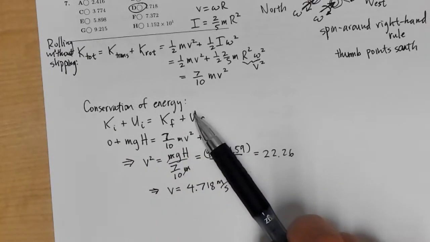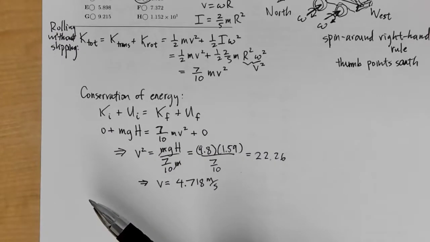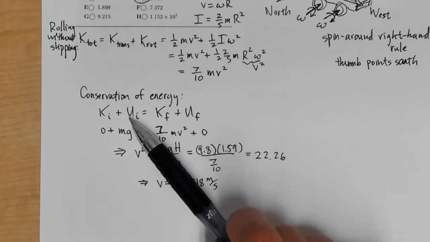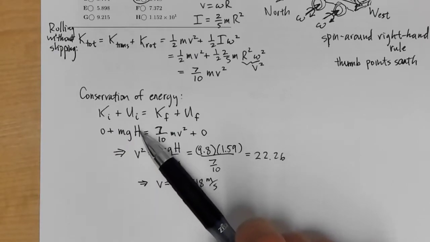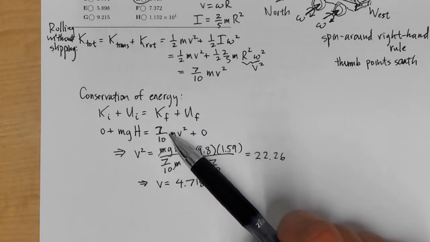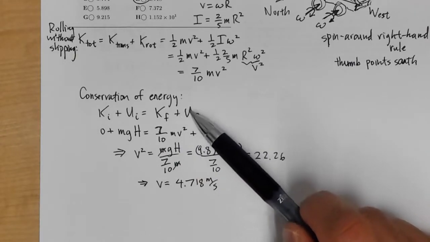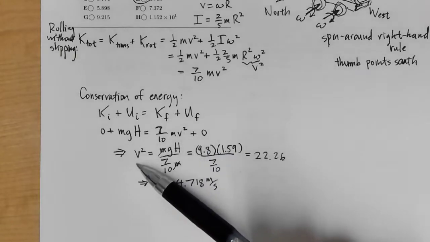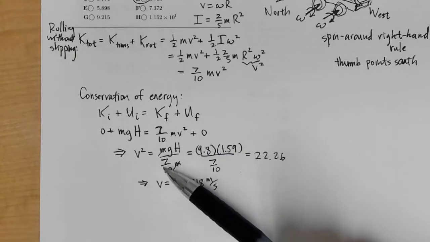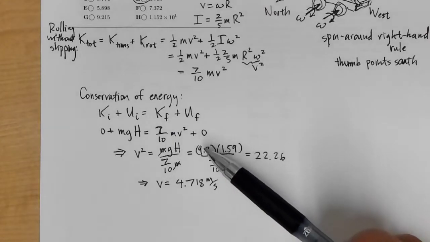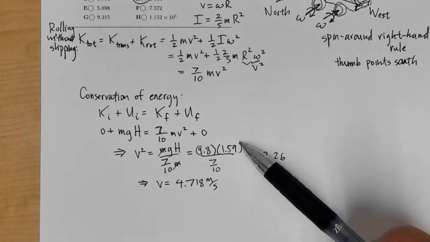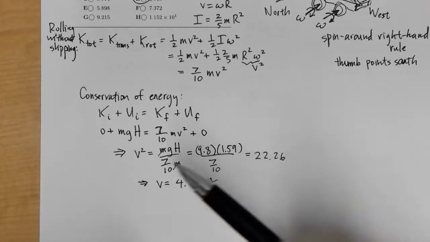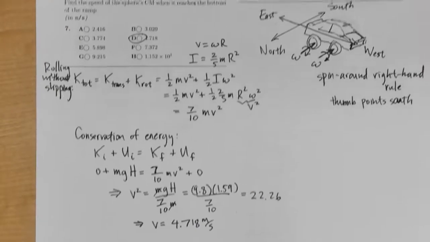Now we can use conservation of energy with this total kinetic energy. The initial kinetic energy is 0. The initial potential energy is mgh, and K final is 7/10 mv final squared. The final potential energy is 0. So now we have these equal, so we can solve for v squared is equal to mgh divided by 7/10 m. The m's cancel, and we get 9.8 times 1.59, the height given, divided by 7/10, and we get 22.26. Take the square root, we get 4.718.